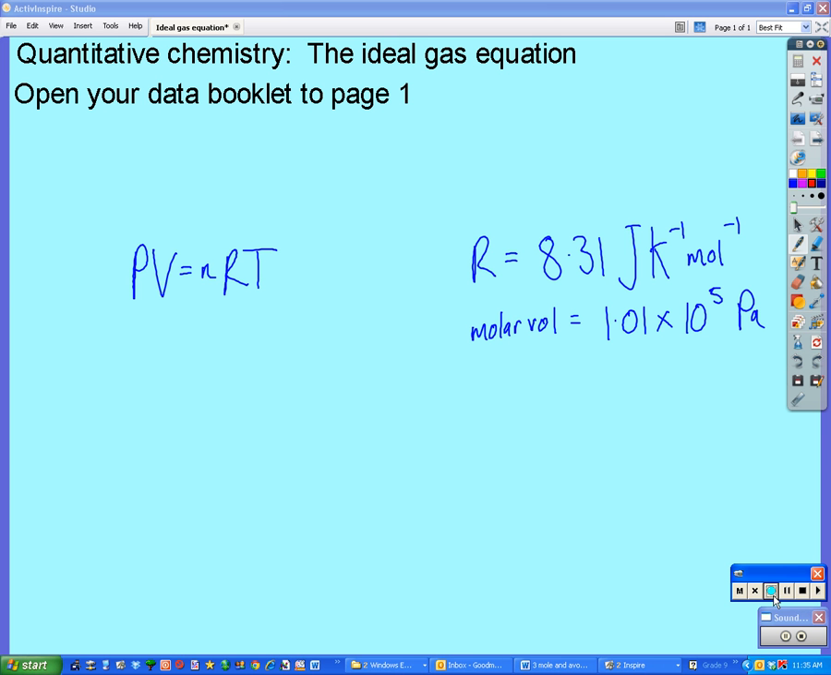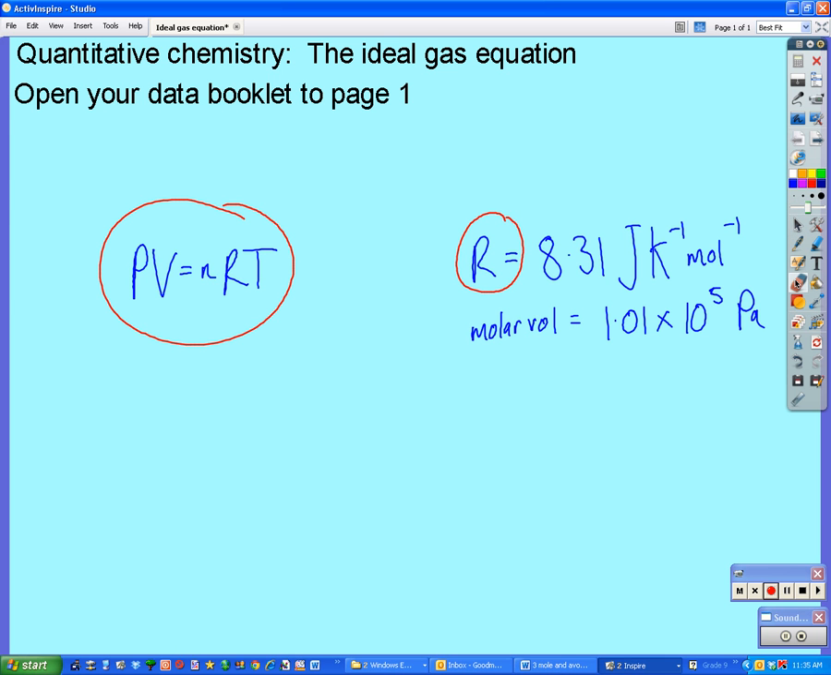Open your data booklet and check out these values that you'll find in there. You'll find the ideal gas equation itself, PV equals nRT. You'll find the gas constant, 8.31 joules per Kelvin per mole, and that is not the molar volume that we're interested in. This is the value of 1 atmosphere pressure measured in pascals, 1.01 times 10 to the power of 5 pascals. You'll find that there as well. All very useful.